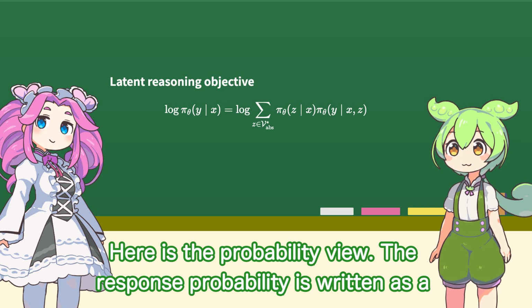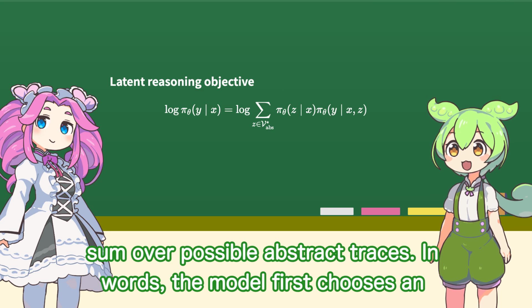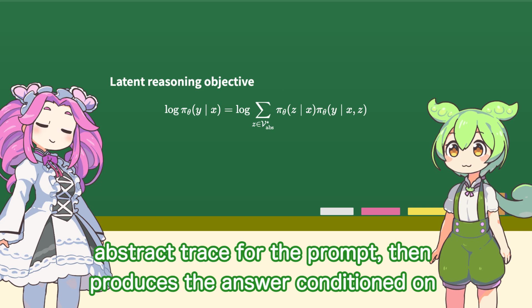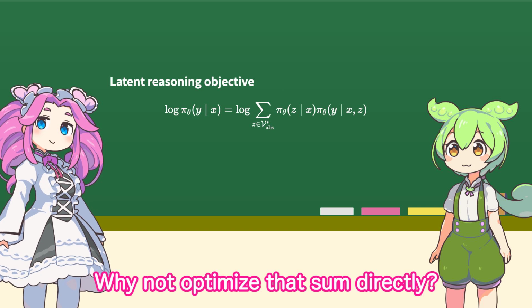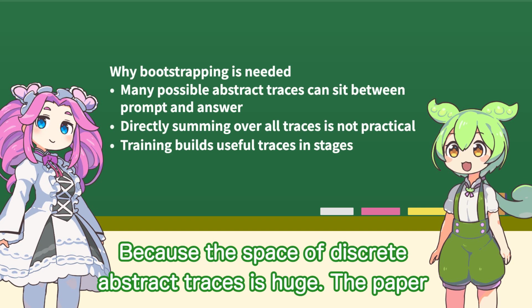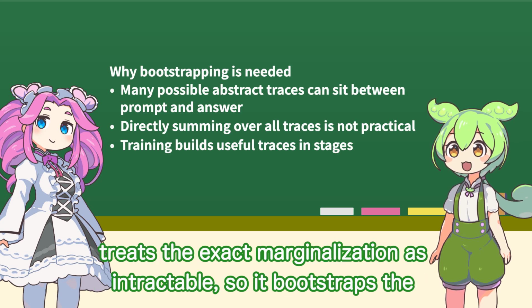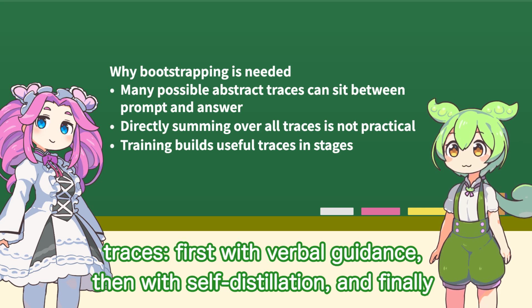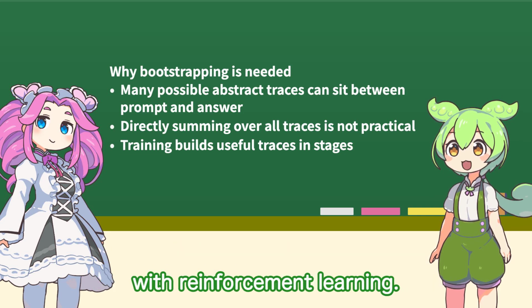Here is the probability view. The response probability is written as a sum over possible abstract traces. In words, the model first chooses an abstract trace for the prompt, then produces the answer conditioned on that trace. Why not optimize that sum directly? Because the space of discrete abstract traces is huge. The paper treats the exact marginalization as intractable, so it bootstraps the traces, first with verbal guidance, then with self-distillation, and finally with reinforcement learning.